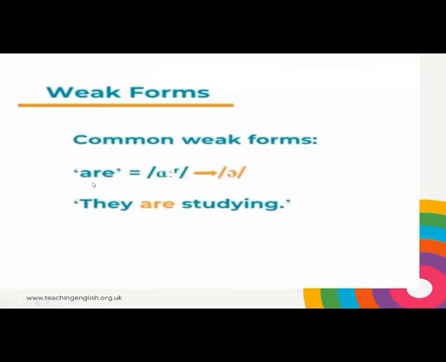So let's have a look at some common weak forms. Here, the word are. If you wanted to pronounce it individually, you will say are. It has a long a sound. But if you want to pronounce it in the sentence, it will be a weak form, and it will be pronounced like a schwa.